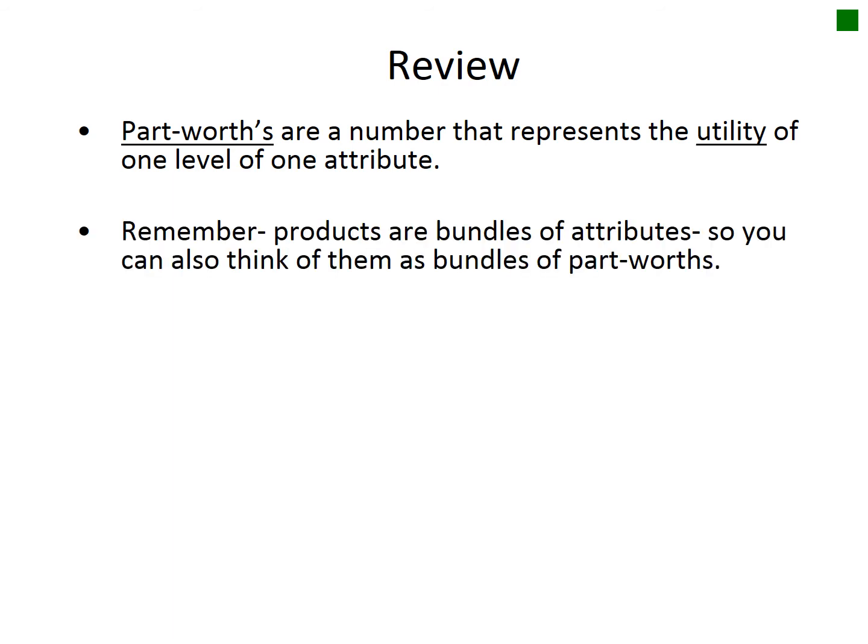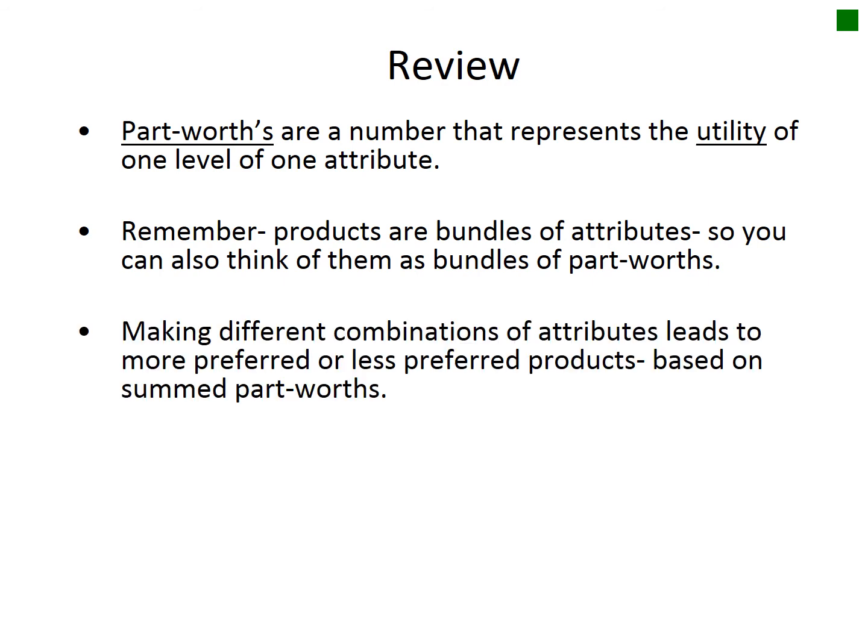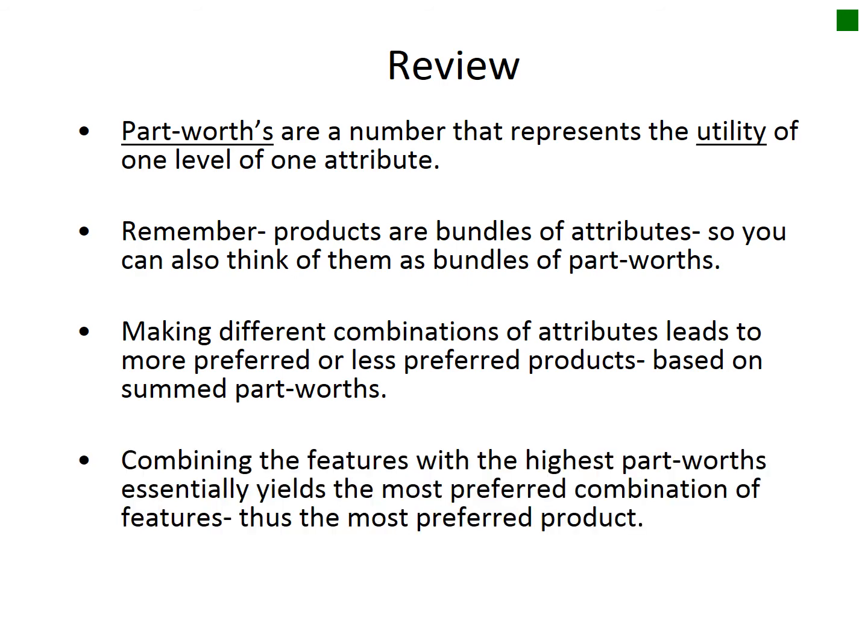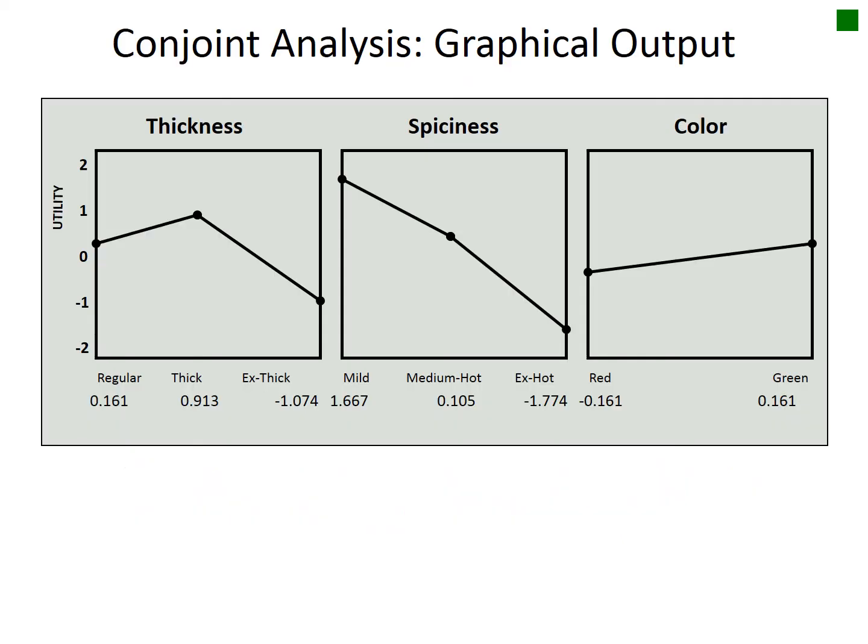Remember, products are bundles of attributes, so you can think of them as bundles of part worths. Adding together different combinations of attributes leads to different products, but it also leads to different utility levels based on the summed part worths that those attributes and those levels will provide us. Combining features that have the highest part worths essentially yields the most preferred combination of features, which kind of makes sense. Likewise, if you combine features that aren't desired, then you're going to get a less desirable overall product, because again, we're dealing with bundles of attributes working together.